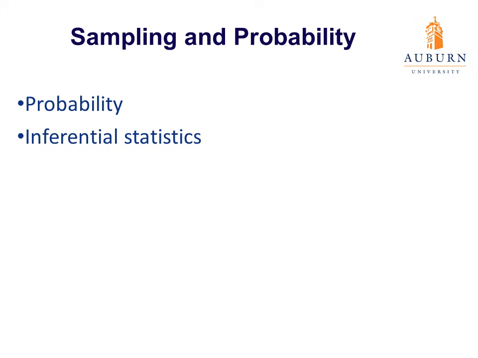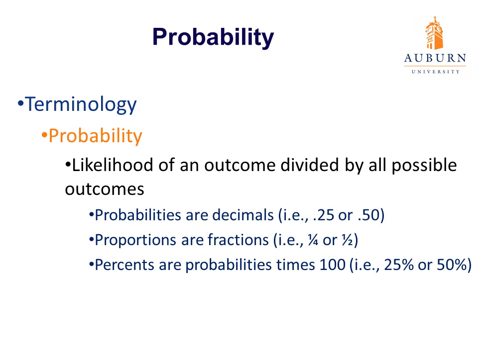In the last segment, we talked about how random sampling is based in probability, so we should probably take some time and talk about the basics of probability. By definition, probability is the likelihood of an outcome divided by all possible outcomes. Probabilities are given in decimals, but they're derived from proportions or fractions.